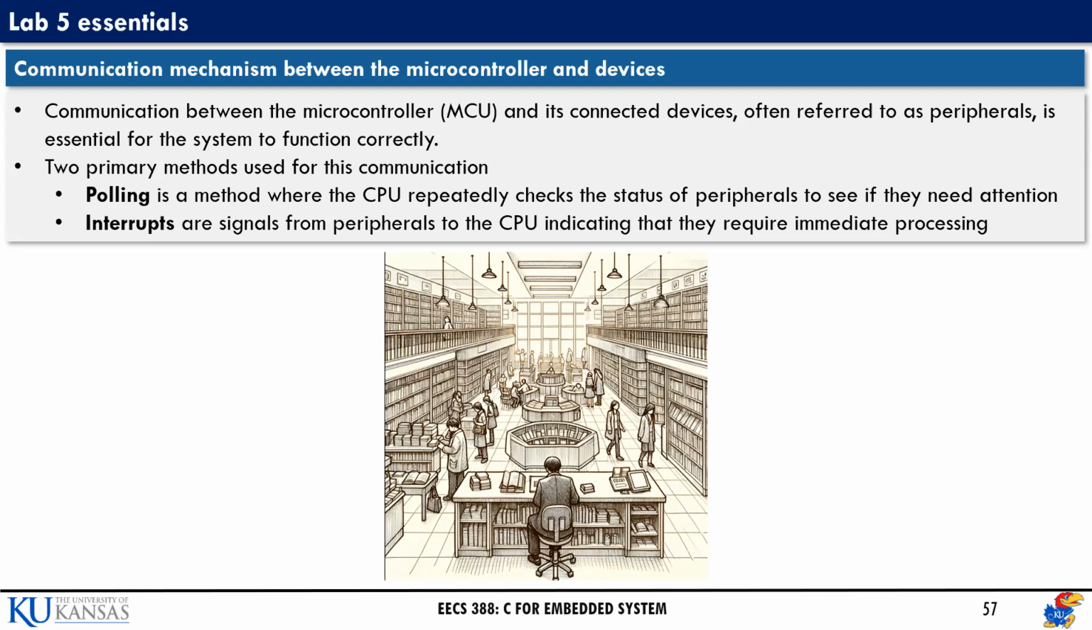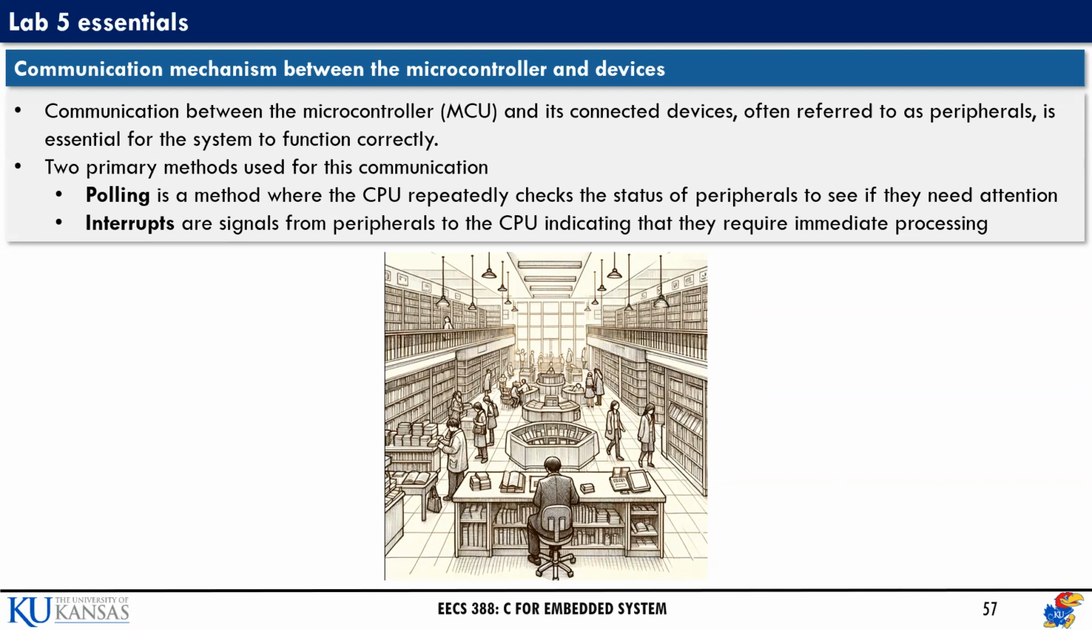As we already know, we connect a lot of peripheral devices with our microcontroller, and we need some kind of communication to make the whole system work functionally correct. And we have two primary methods used for this kind of communication between the microcontroller and the peripheral devices. The first method, we call it polling, and the second method is interrupts.